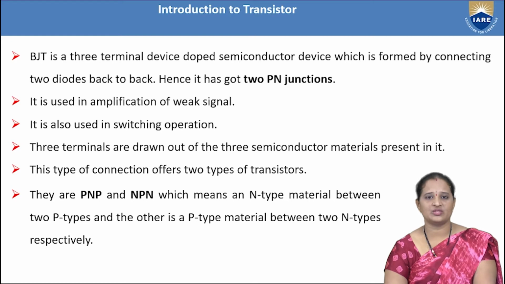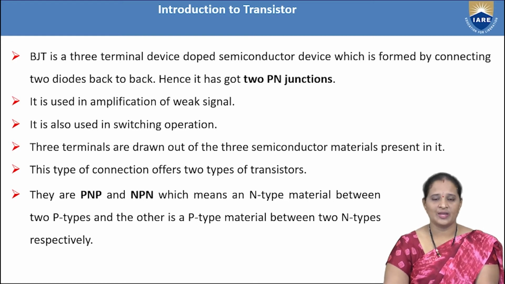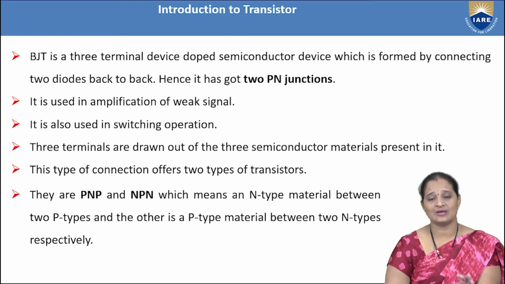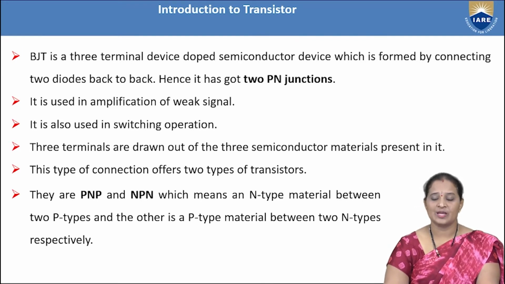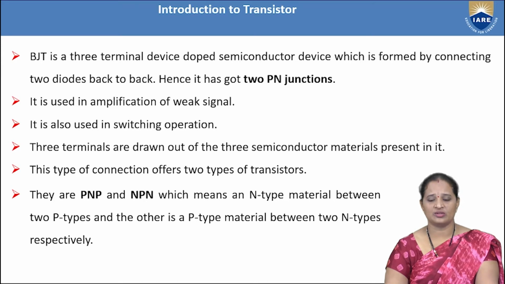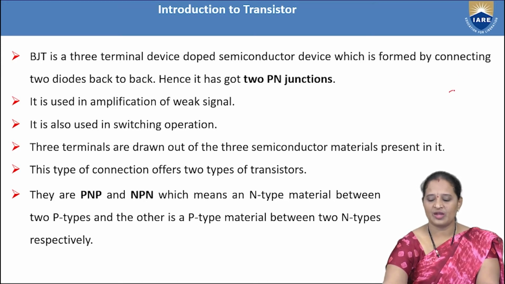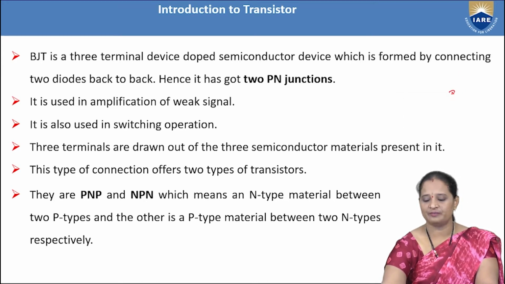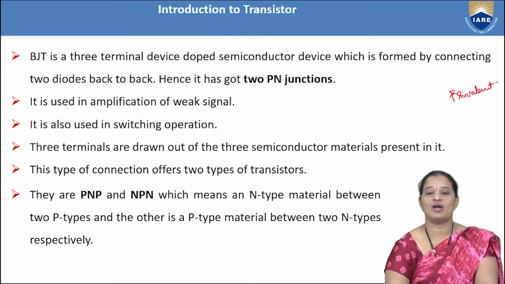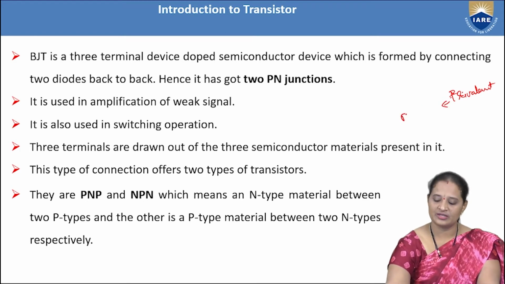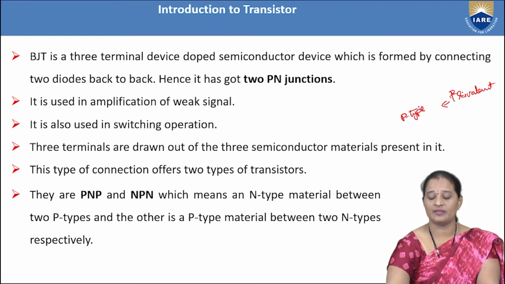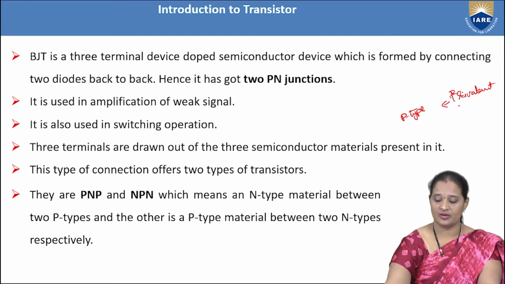Intrinsic semiconductor means a pure semiconductor, whereas extrinsic semiconductor means a semiconductor which is added with some impurities. So we have two types of impurities. What are the two types of impurities we have? That is trivalent impurity and pentavalent impurity. Adding trivalent impurity to the pure semiconductor leads to P-type semiconductor. I wanted to recall some basic concepts of semiconductor.